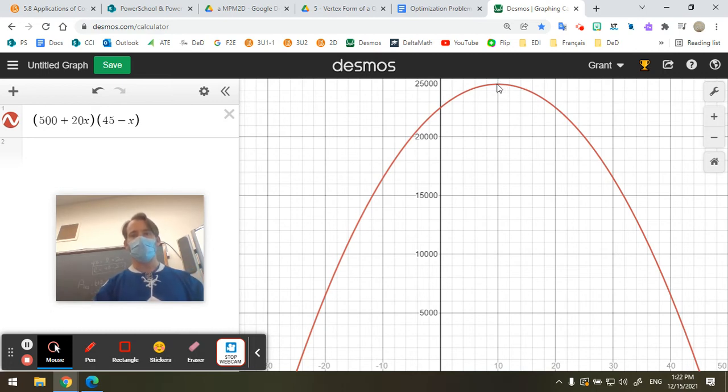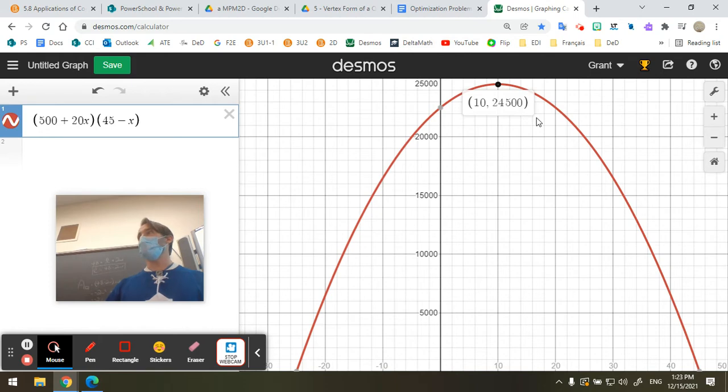There, look, there's the maximum profit. Right there. It's that when they've decreased the price 10 times, their profit is $24,500. By graphing, we've solved it. We're done. So that's solving this by graphing. Okay, so that's one way to do it.